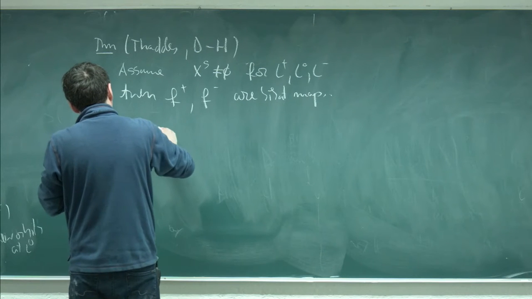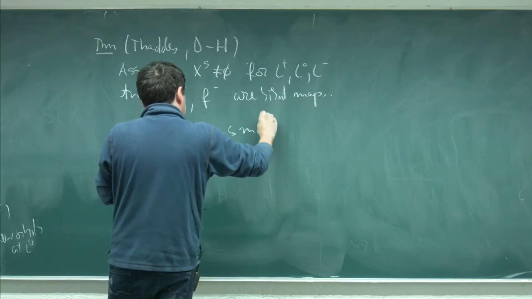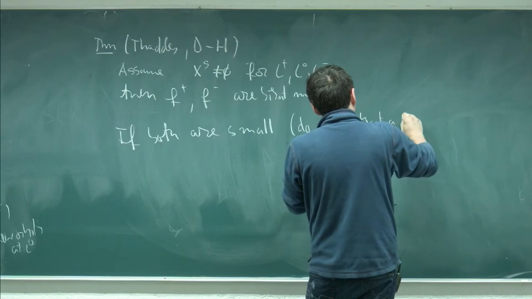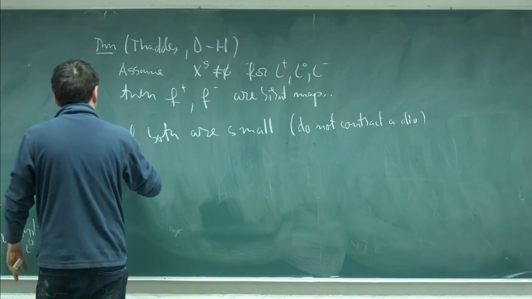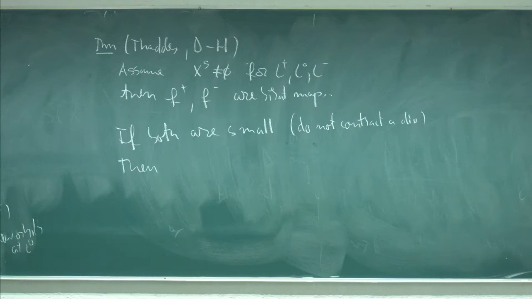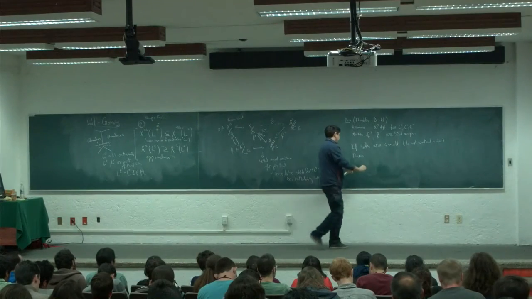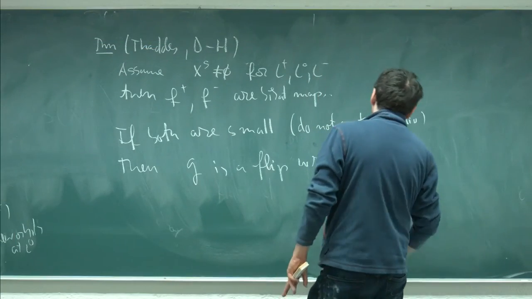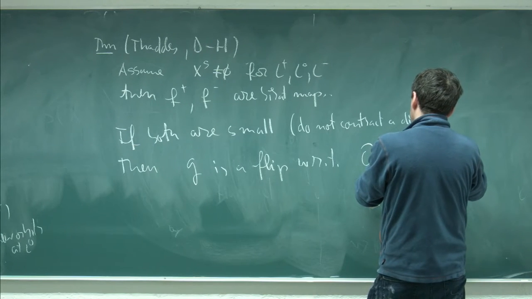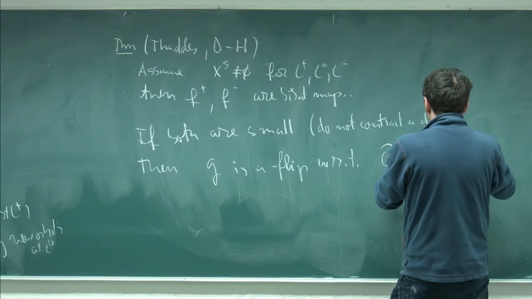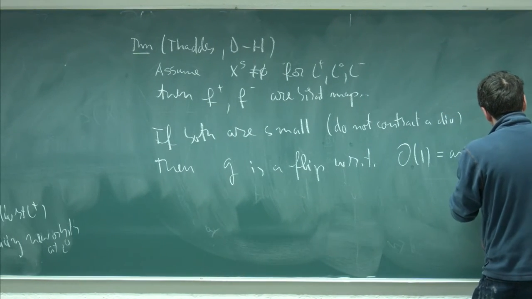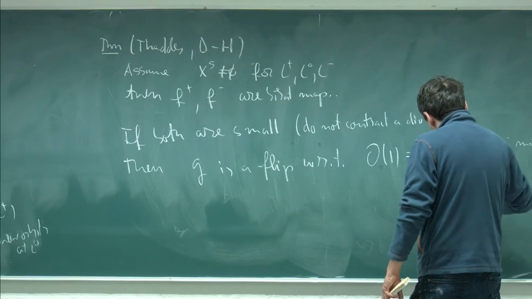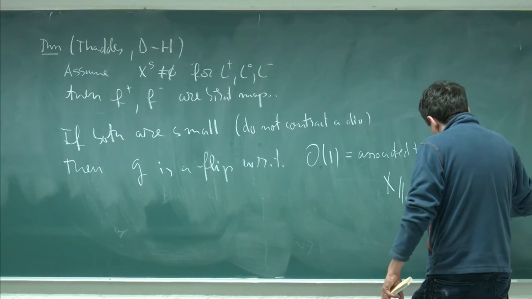And if both are small, meaning they do not contract a divisor, then this here, G, is a flip with respect to O of 1, which is associated to the projective morphism X L plus G goes to X L zero G.